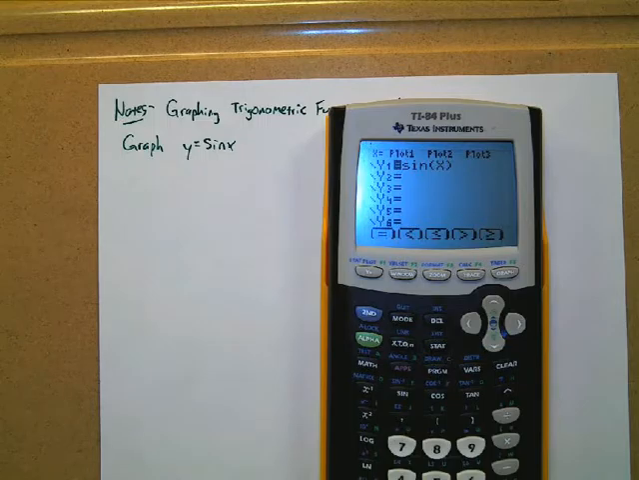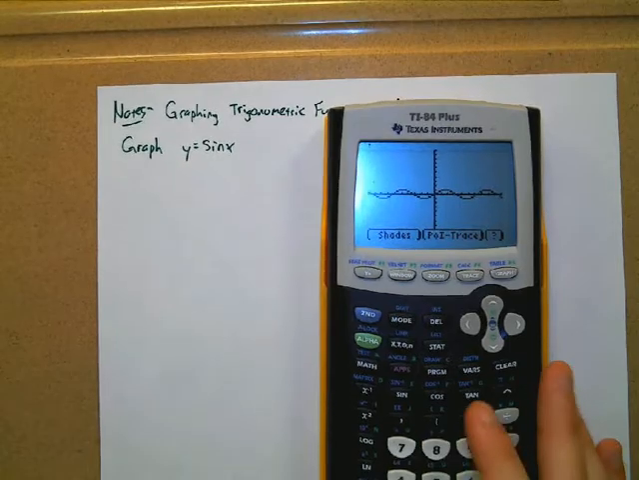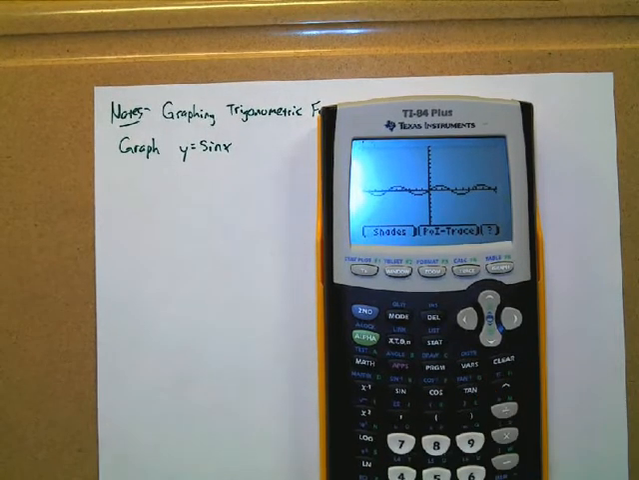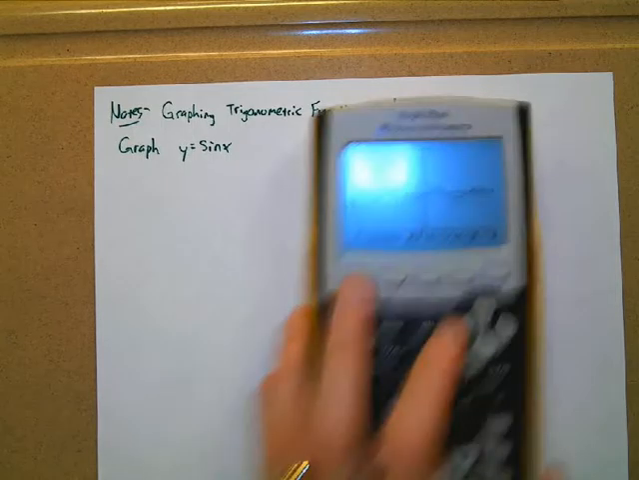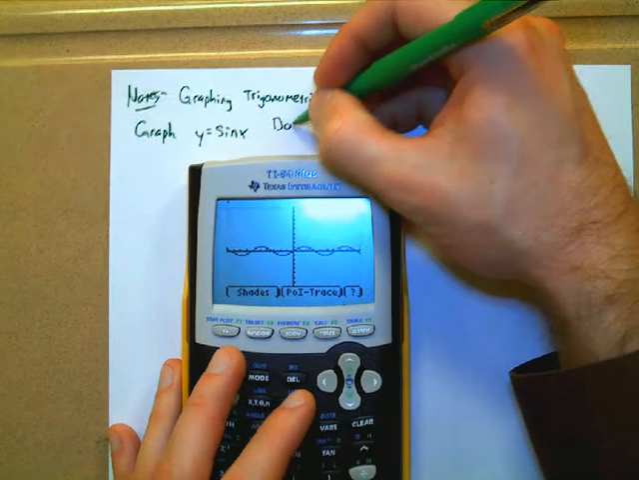So if you hit graph, again make sure your mode is radians. You'll see this nice kind of wave there, right? So how could we describe the domain of sine? What do you think the domain of sine would be, just looking at what we've got there? Yeah, negative infinity to positive infinity. Exactly right.